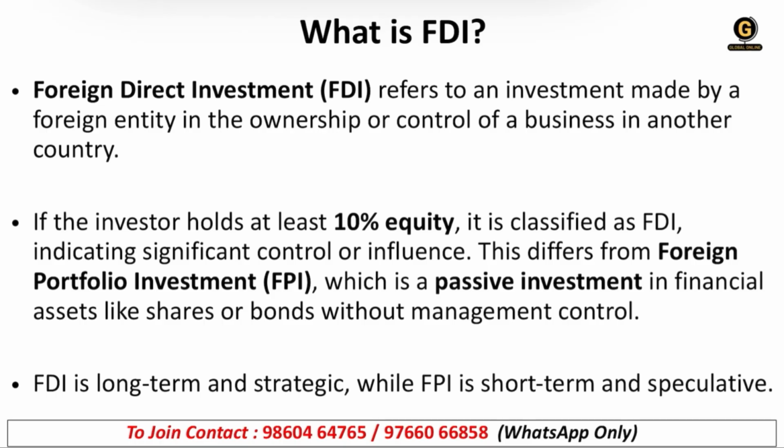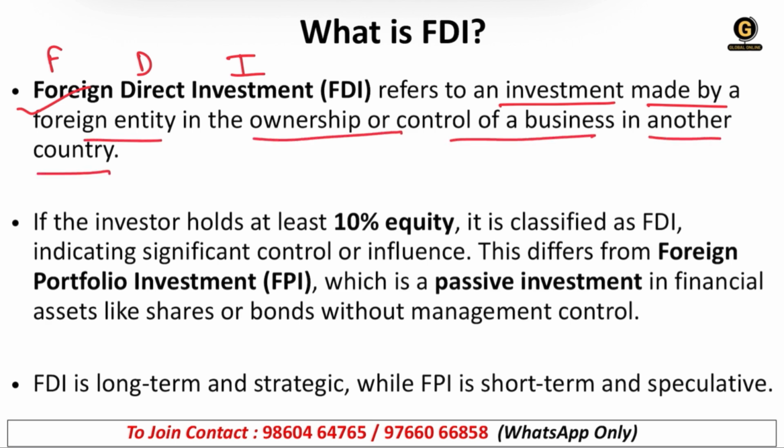All right, so first thing we need to understand is what is FDI, foreign direct investment. FDI refers to the investment made by a foreign entity in the ownership or control of a business in another country. So basically, one company is investing in your country. Maybe that foreign entity is taking ownership in that country or having control of that business, but they are just investing in the country.